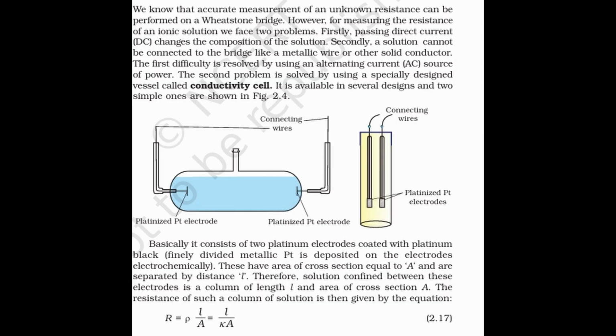Since measuring distance and area accurately is difficult, the cell constant is determined using a solution of known conductivity, usually potassium chloride. Once the cell constant is known, the conductivity of any solution can be calculated easily by measuring its resistance. Modern conductivity meters perform these measurements directly, making the process faster and more accurate.